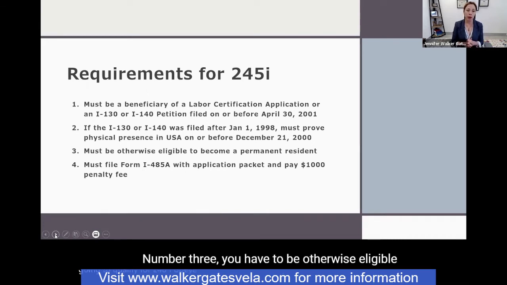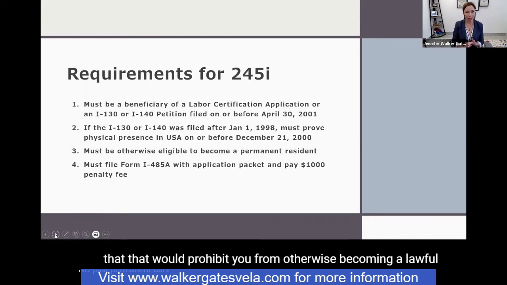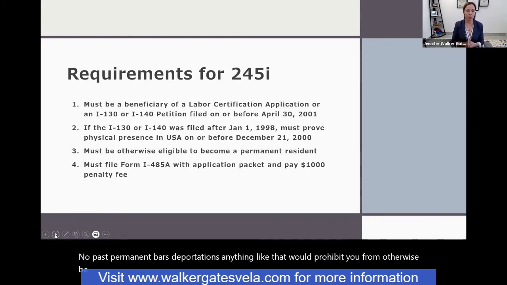Number three, you have to be otherwise eligible to become a permanent resident. So that means no disqualifying criminal charges, no past fraud, no past permanent bars, deportations, anything like that that would prohibit you from otherwise becoming a lawful permanent resident.